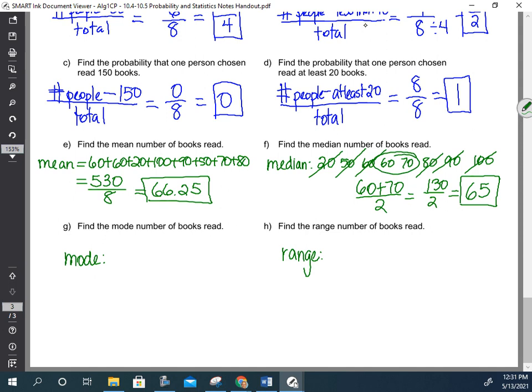So, mode, is there any number that repeated? 60. So, the mode is 60. It shows up twice. And then range is highest minus lowest. So 80 books. There's a difference of 80 books. One person who read a lot, one person who barely read, compared to the person that read a lot. Any questions, E, F, G, and H?